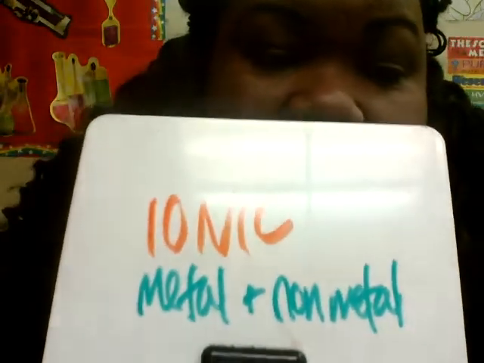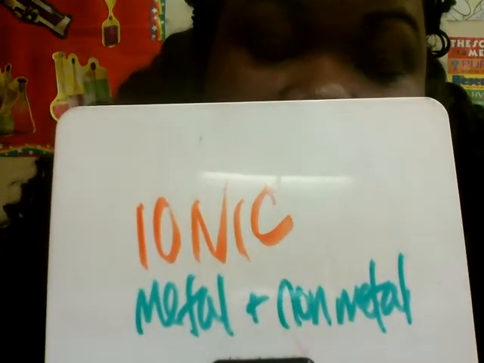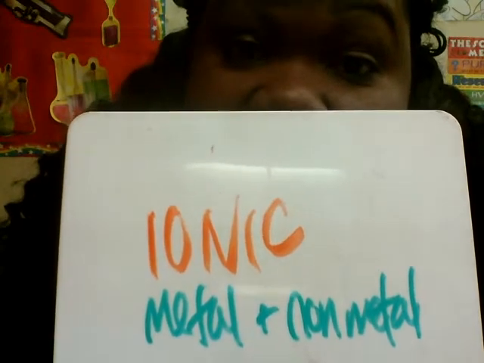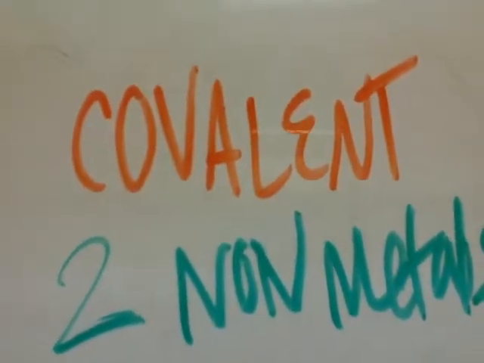We have two kinds of bonding. How many? Two. Not one, not three, not 4 or 5. We have 2. All right. Now, the first type of bonding is ionic bonding. It involves a metal and a non-metal. The other type is covalent. Covalent is 2 non-metals.